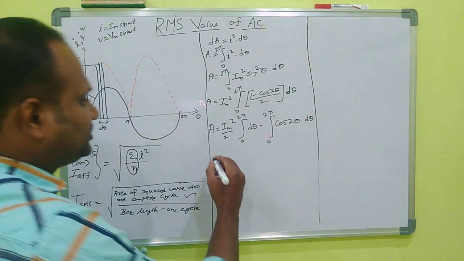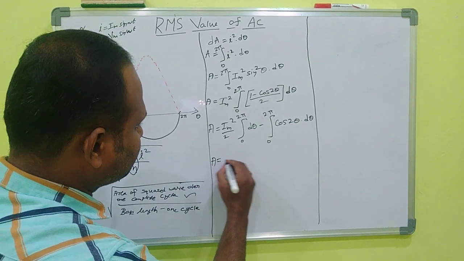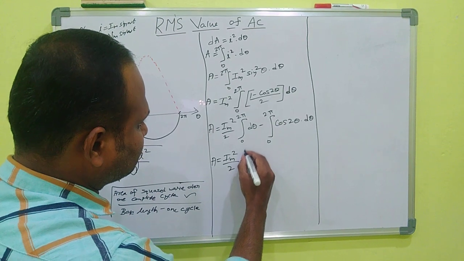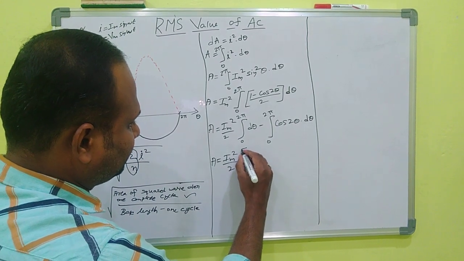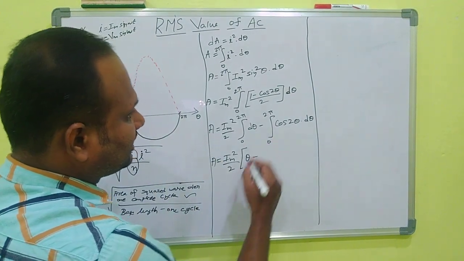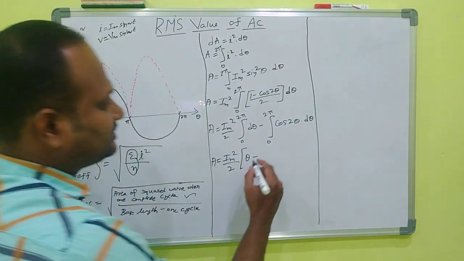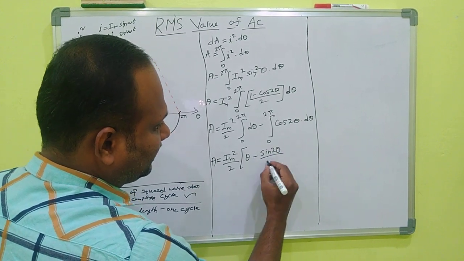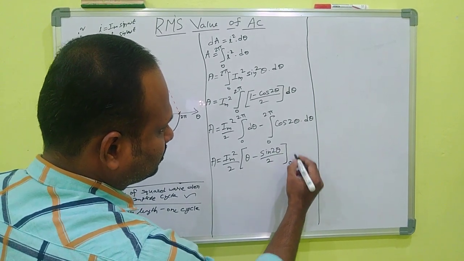Okay, the next step: A is equal to Im square by 2, the integral of d theta, which is theta, minus the integral of cos 2 theta d theta, which is sin 2 theta by 2, from 0 to 2 pi.